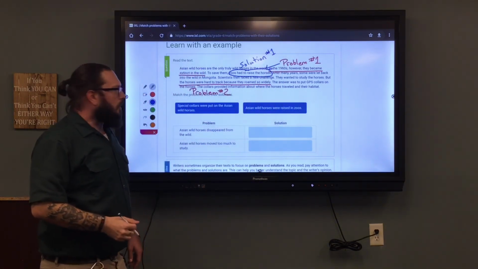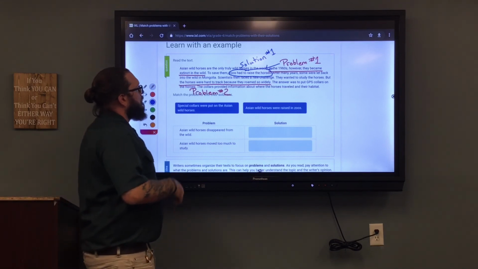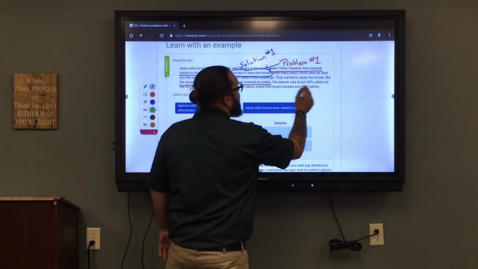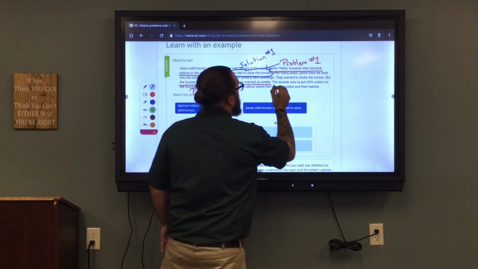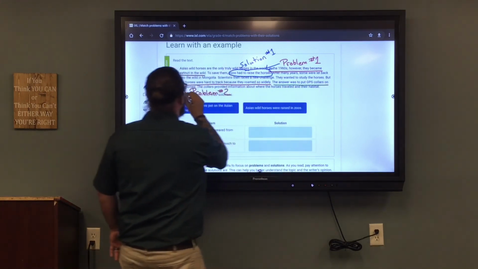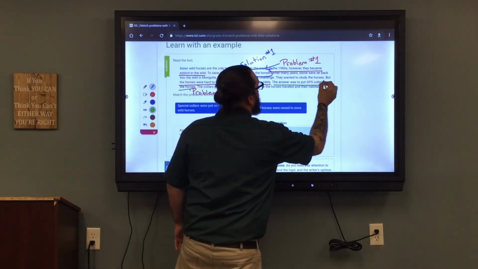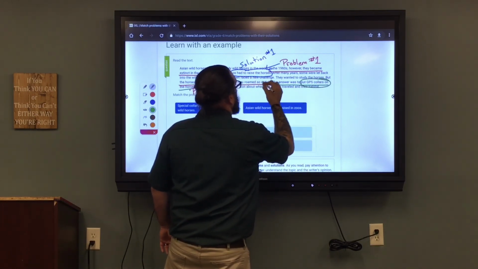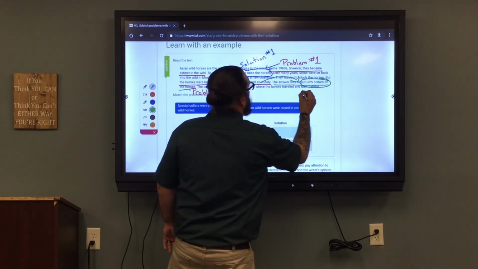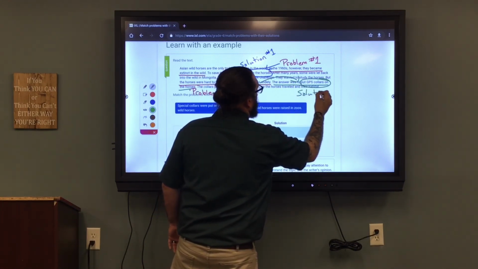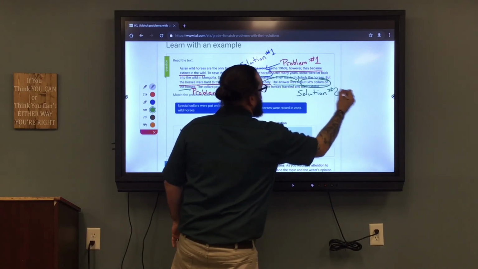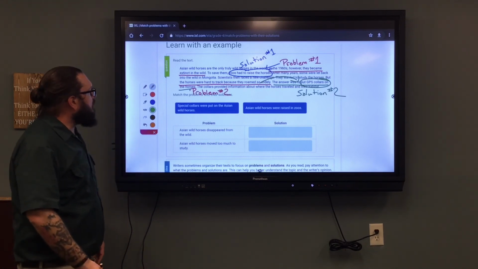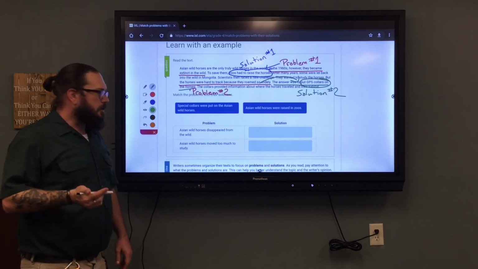What about the solution to problem two? They were hard to track. The answer was to put GPS collars on the horses. So this is solution number two. All right, now that we have our information, let's match the problem with the appropriate solution.